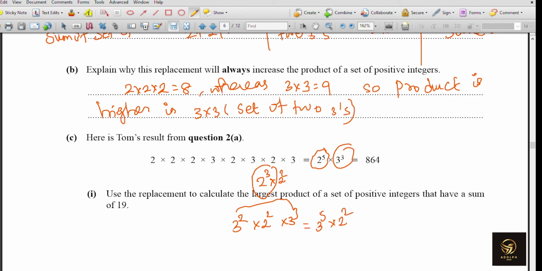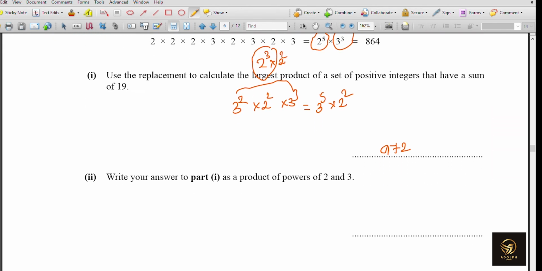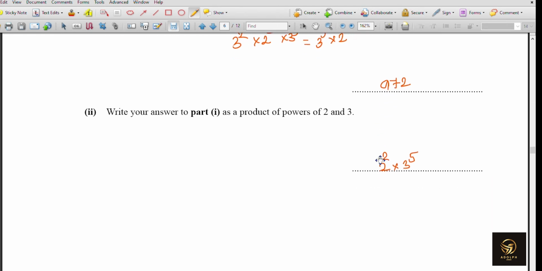And let's check what the product is. It's giving us 972. And if you are proceeding, write your answer to part 1 as a product of powers of 2 and 3. Let's start with 2 because that's the smallest number. So 2 power 2 into 3 power 5 is the answer we'll be getting here. And you can check here, yes. So though when we are using the 2 and 3, we have got the largest product, but when you are replacing the 3 twos by 2 threes, actually it has increased the product more.